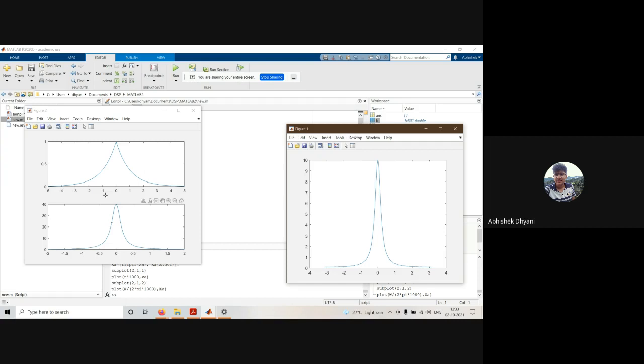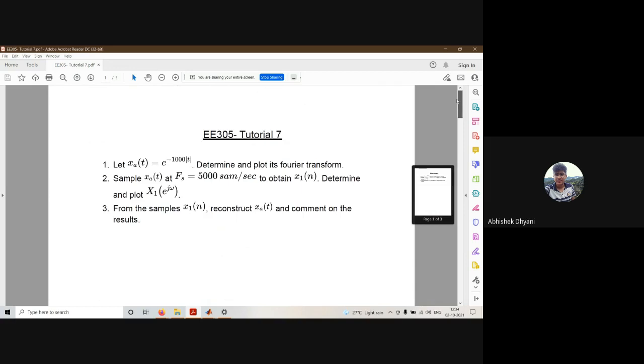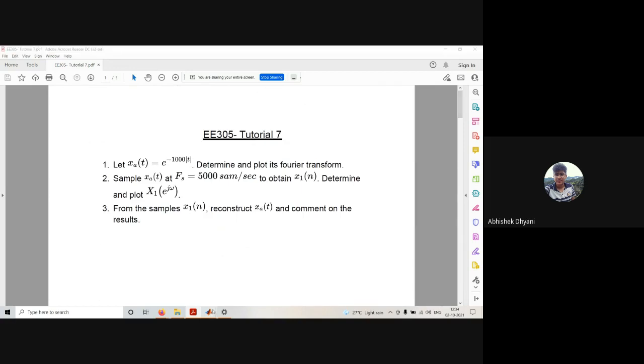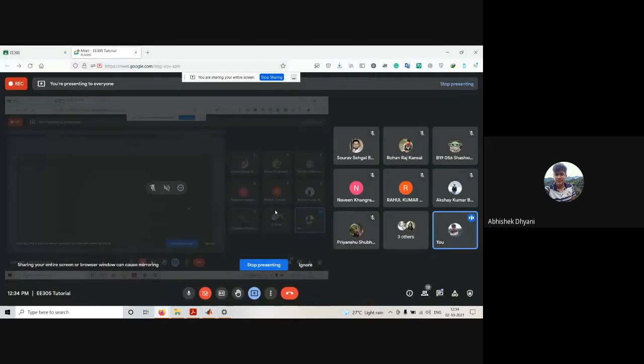So this one on the bottom is the CTFT and this one is the DTFT. So you see there isn't much difference. They look exactly the same except for the magnitude, and that just shows that we have taken enough samples in order to convert the signal to the discrete time sequence. So that's it. This was this question. Question number two, we have found out the plot for DTFT. Is there any doubt here?